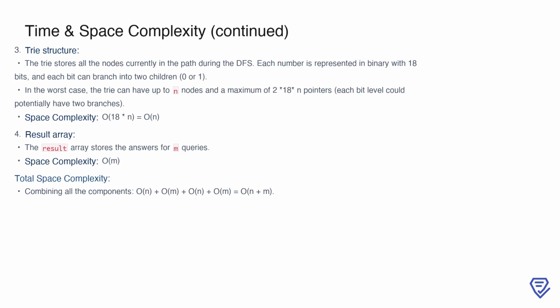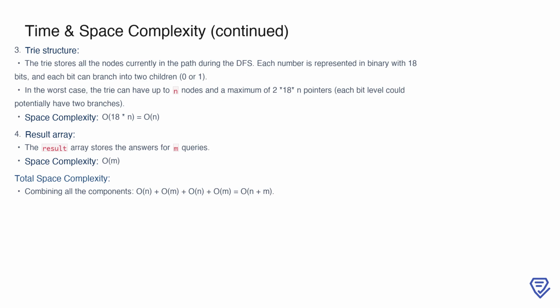The trie structure is another important component of the space complexity. During the DFS traversal, the trie stores all nodes that are part of the current path. Each number is represented in binary with 18 bits, and each bit can branch into two children, either 0 or 1. In the worst case, the trie can have up to n times 18 nodes, with a maximum of 2 times 18 times n pointers, because each level of the trie could potentially have two branches. This results in a space complexity of O(18n), which simplifies to O(n).